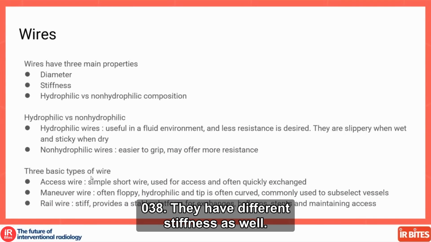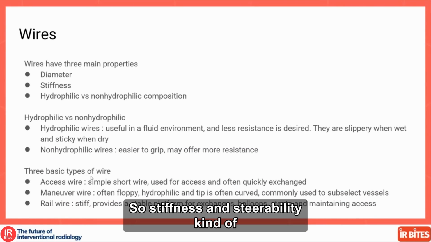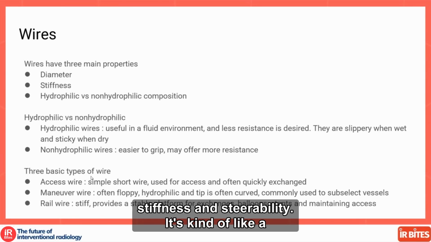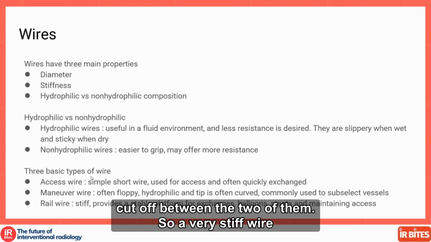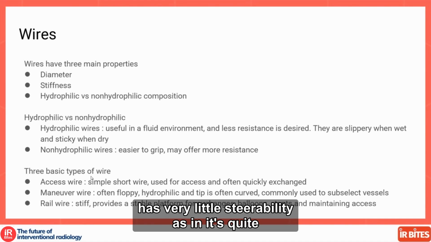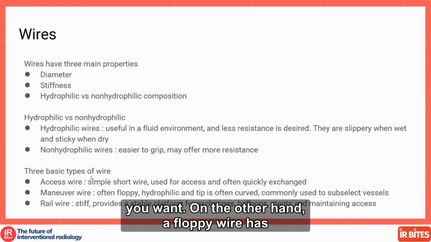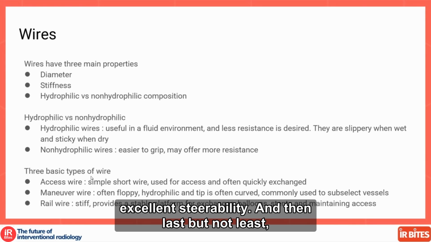They have different stiffness as well. Stiffness and steerability go hand in hand, because you can't have both stiffness and steerability. It's kind of a cut-off between the two of them. A very stiff wire has very little steerability, as in it's quite difficult to maneuver the wire into tiny vessels like you want. On the other hand, a floppy wire has excellent steerability.